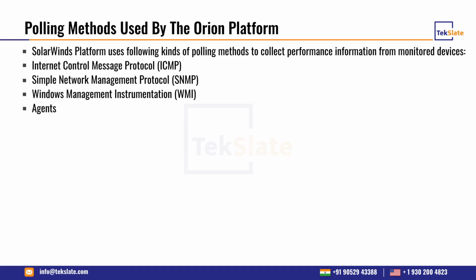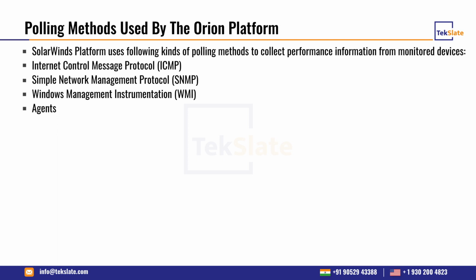See, I said polling. Previously, we talked about polling. The Orion server will poll the information from these database devices. So how does this polling happen? There are different polling methods used by SolarWinds in order to poll the information. These are some of the polling methods which I have included.